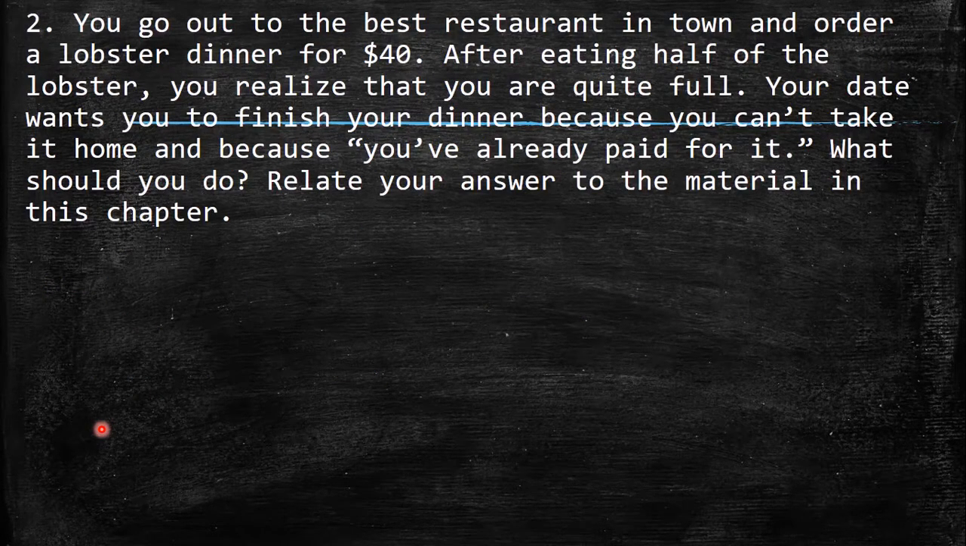So here the next question says, you go out to the best restaurant in town and order a lobster dinner for $40. After eating half of the lobster, you realize that you are quite full. Your date wants you to finish your dinner because you can't take it home and because you've already paid for it. What should you do? Relate your answer to material in this chapter. So, okay, we need to answer in this way. We cannot say, okay, I'm going to take it away anyway without anyone looking at me or something like that. It has to be related to this chapter.